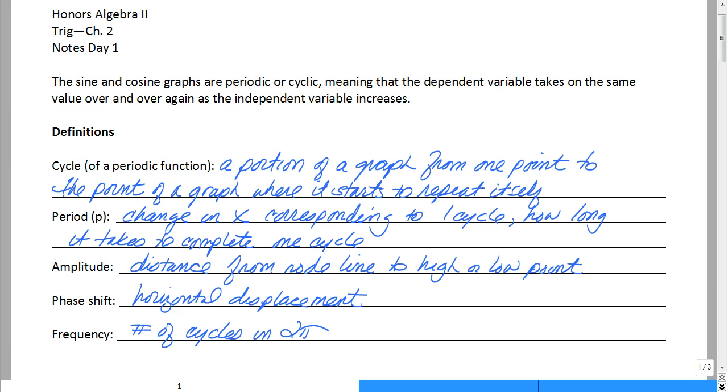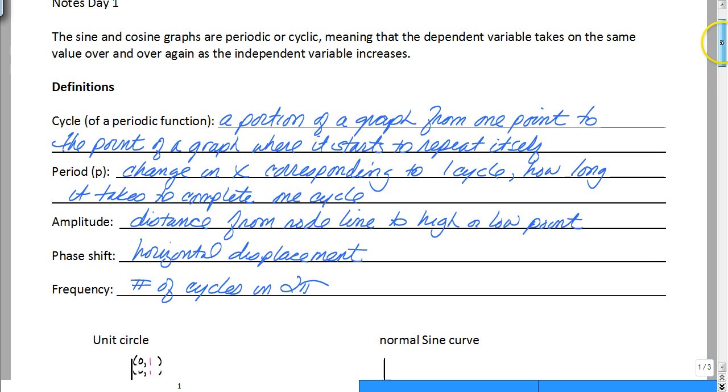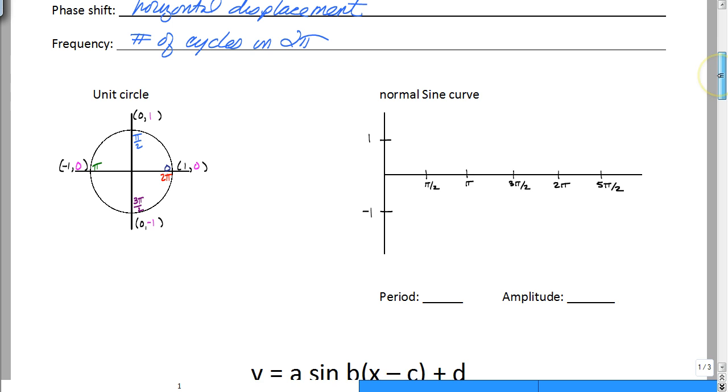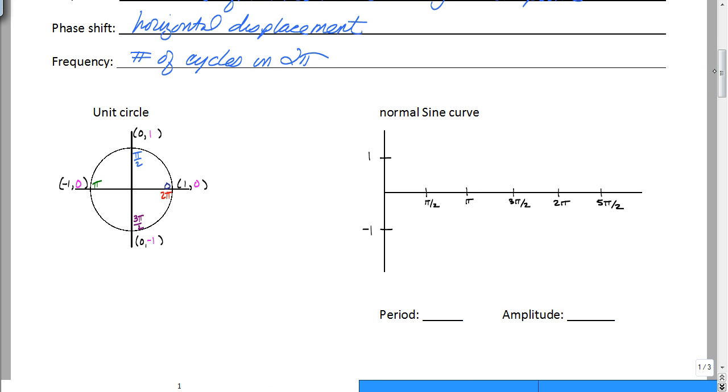So if you need to pause the video to copy the rest of those definitions down, feel free to do so, because we're moving on. What we're going to do here is stretch the unit circle out on an XY graph. You know a unit circle goes around and around and around, but XY goes forever up, down, left, and right. So we're going to start by taking the unit circle and stretching it out to a normal sine curve.